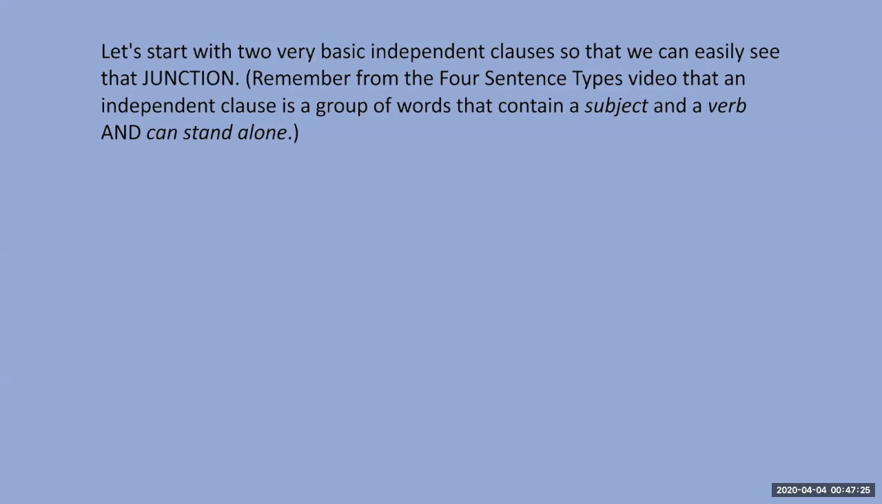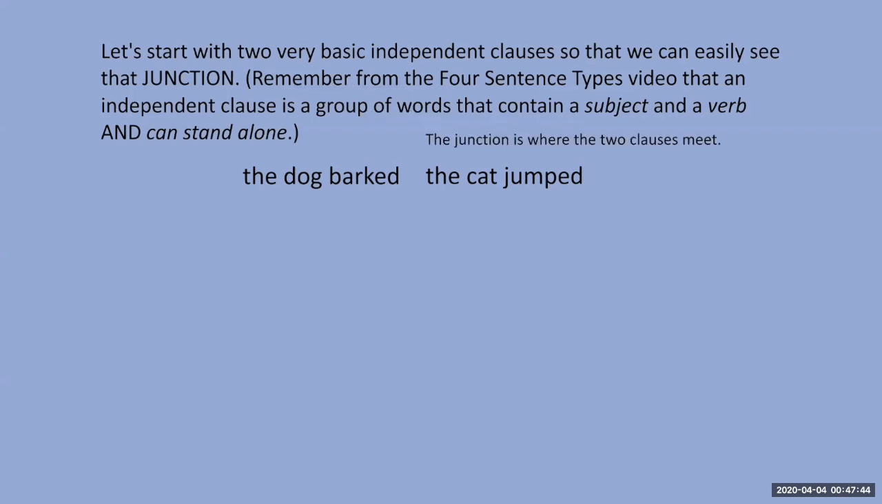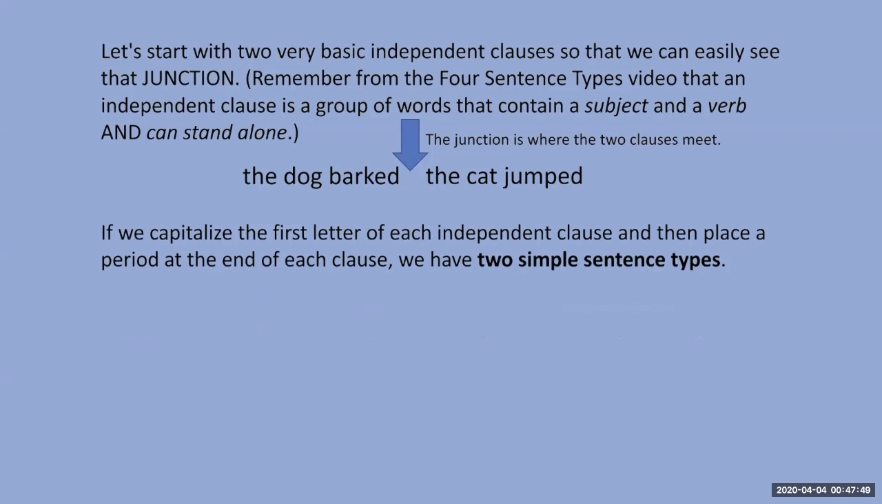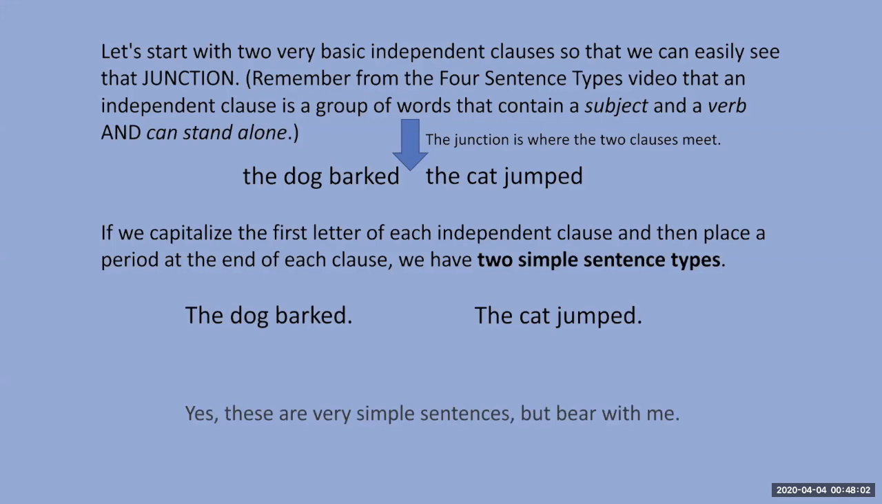Let's start with 2 very basic independent clauses so that we can easily see that junction. Remember from the 4 sentence types video that an independent clause is a group of words that contain a subject and a verb and can stand alone. The junction is where the 2 clauses meet. If we capitalize the first letter of each independent clause and then place a period at the end of each clause, we have 2 simple sentence types. Yes, these are very simple sentences, but bear with me.